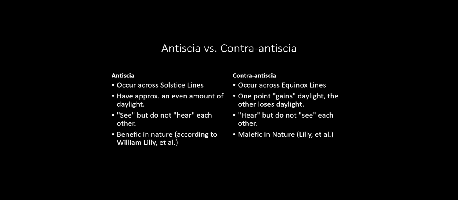According to William Lilly and other astrologers before him, Antiscia aspects are considered secondary but favorable, meaning the primary aspects the planet is experiencing are more important, but the Antiscia should definitely be taken into consideration.